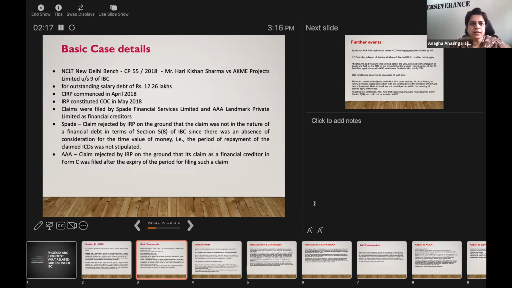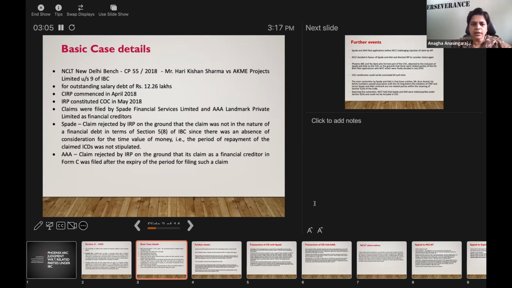The CIRP started in April 2018, and the IRP constituted the COC in May 2018. Now, claims were filed by the financial creditors, out of which there were 2 financial creditors, Spade Financial Services and AAA Landmark Private Limited, both of which filed their claims as the financial creditors of the CD, Acme Projects. Now, these claims were rejected by the IRP on the grounds that these were not in the nature of financial debts. As regards Spade, the IRP said that the claim is not in the nature of a financial debt in terms of Section 5(8) of the IBC, since there was an absence of consideration for the time value of money, and the period of repayment of the claimed ICDs was not stipulated.